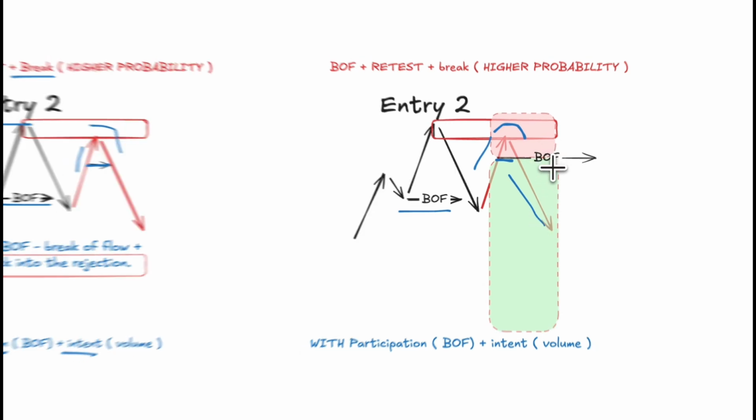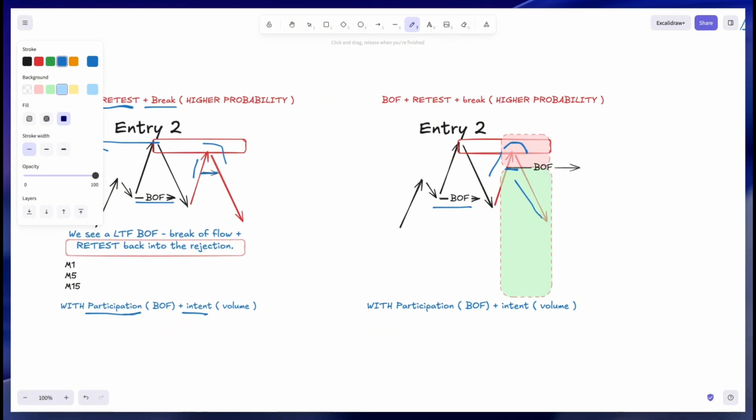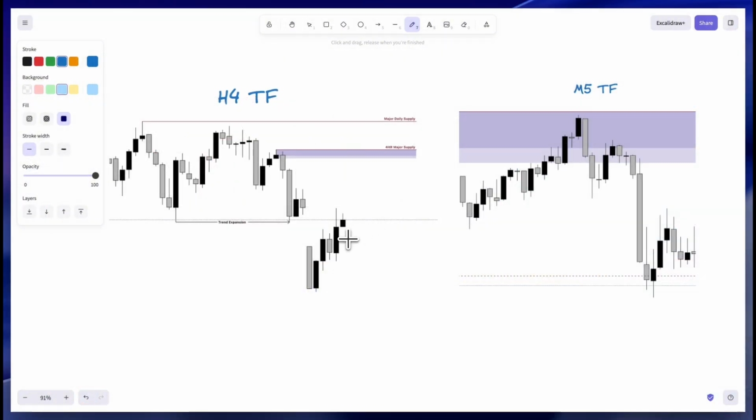This is obviously going to increase your probability of it working out, but also mitigate your losses because you've actually waited for that to take part. Instead of just rushing in like an amateur, inconsistent, unprofitable trader, you can actually wait and let it come to you. All right, so how does this actually look from a trade perspective?